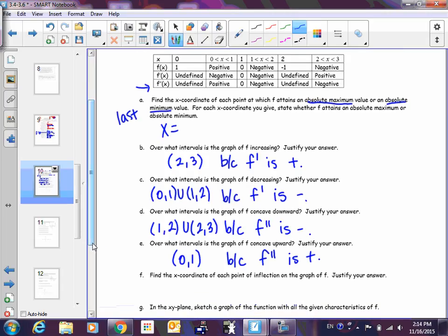All right. Before we get to the graph, last thing, find the x coordinate of each point of inflection. So what would the justification be here for point of inflection? That's talking about the second derivative. So what should we say next? Because f double prime changes signs. So we've got to look here. Where does f double prime change signs? Only in one place, x equals 1. That's the only time it actually changes.